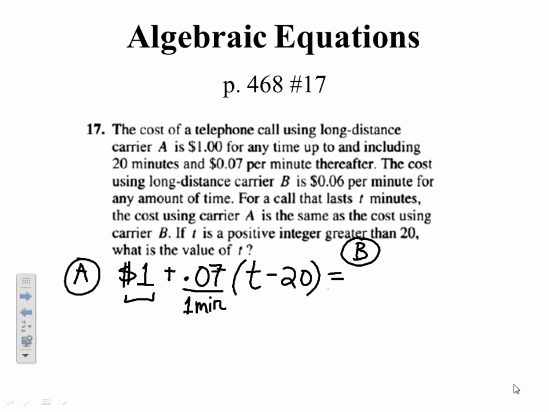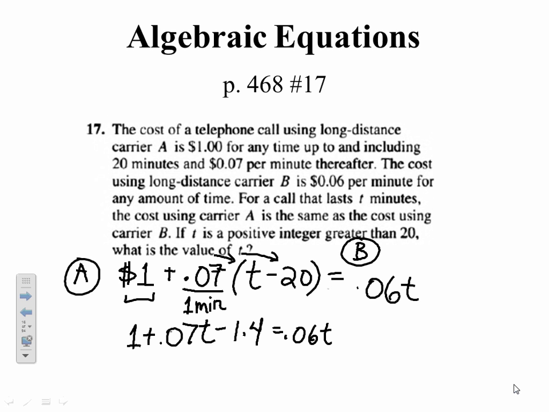So the way to calculate the cost for carrier B is much easier. It's 0.06 times T because they cost 6 cents for every minute. Okay, so now that you have your equation set up, now you just have to distribute this 0.07. So this will give you 1 plus 0.07 T minus 1.4 equals 0.06 T.